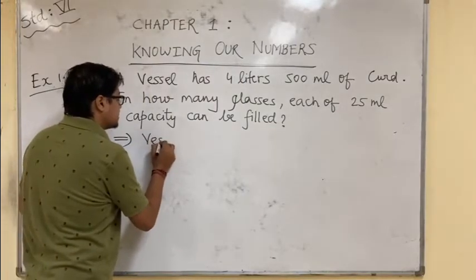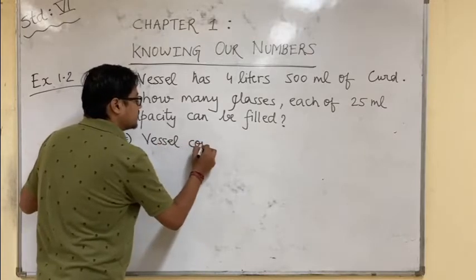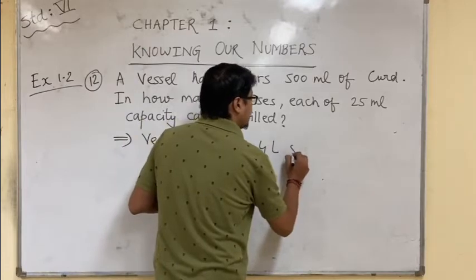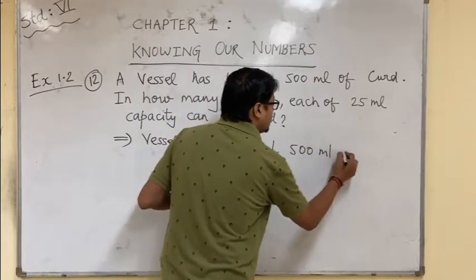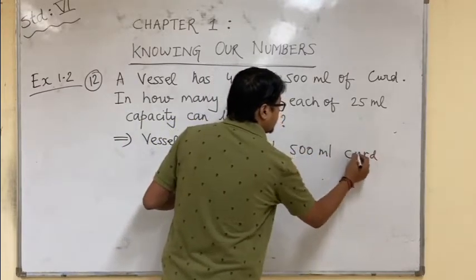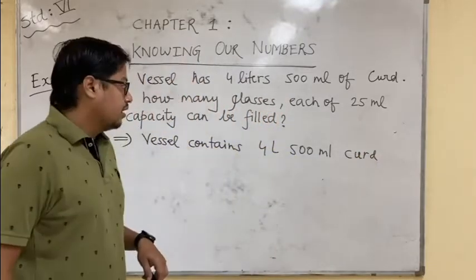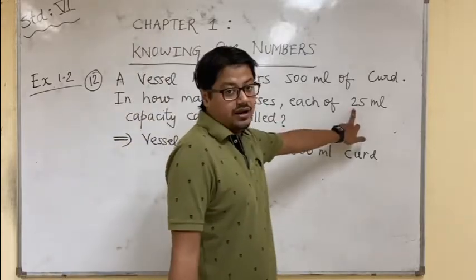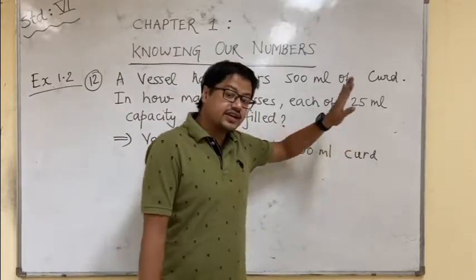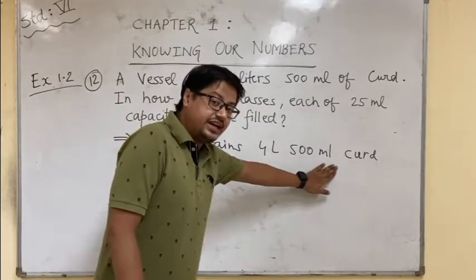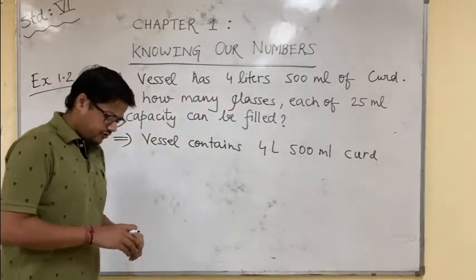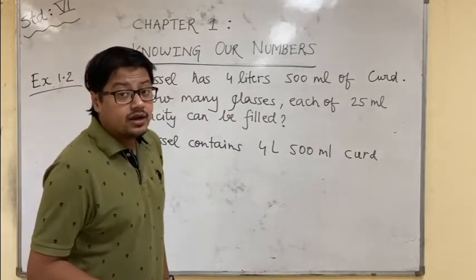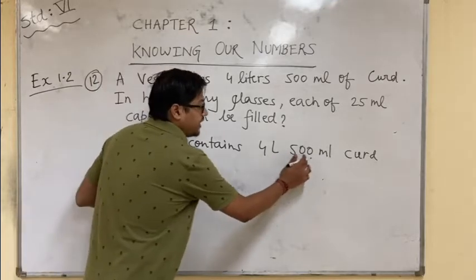So, vessel contains how much curd? 4 liter 500 ml curd. Okay. Now listen to me. How much curd will be there in each glass? 25 ml. Here quantity is given in ml. Here quantity is given in liter and ml. Now you very well know from 5th standard. 1 liter equal to how many ml? 1000 ml. So 4 liter 500 ml.